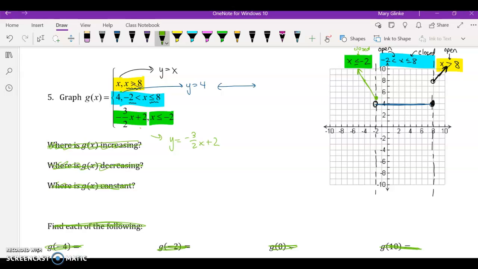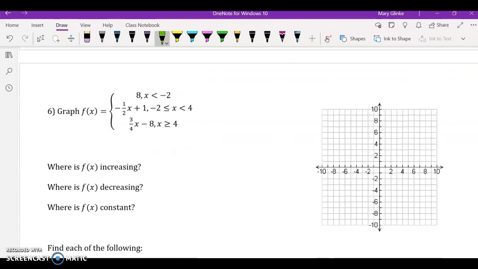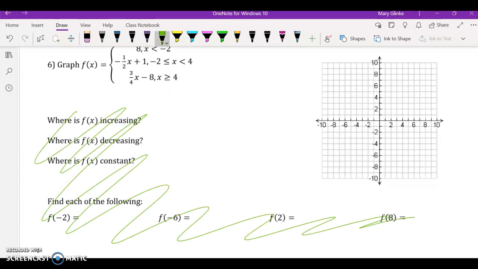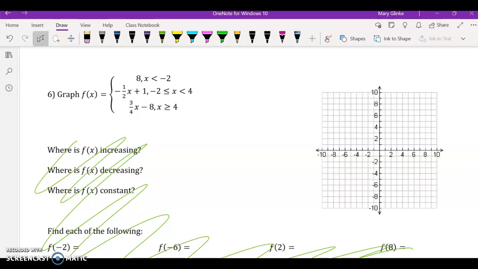We're going to do one more graph together just to make sure that everything is going okay. So again, for this one, you can cross off everything except the graph. We're going to focus here in on the graph. So there are three different parts here. So we have equation number 1, equation number 2, and equation number 3.